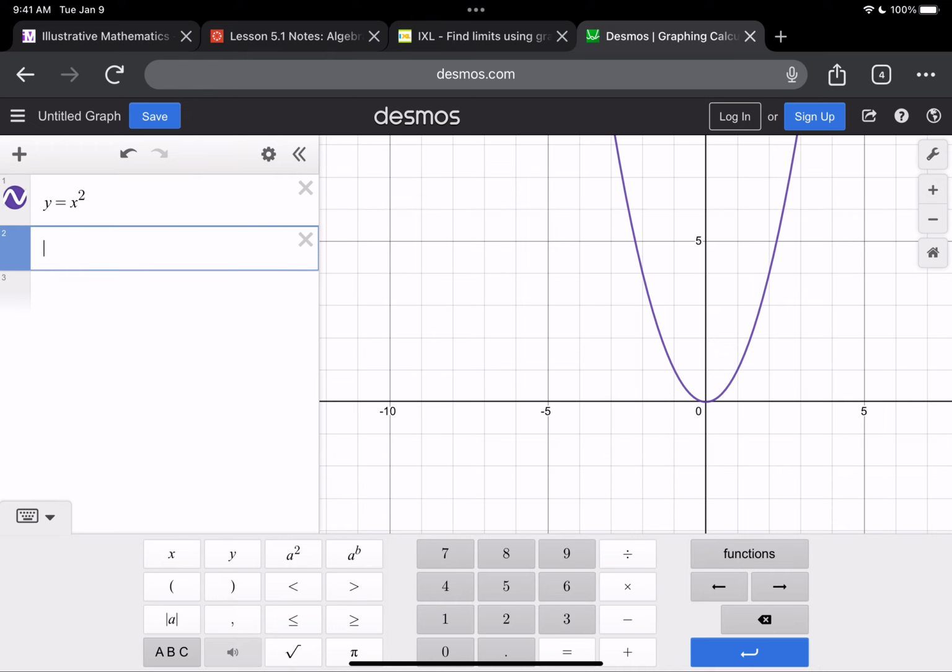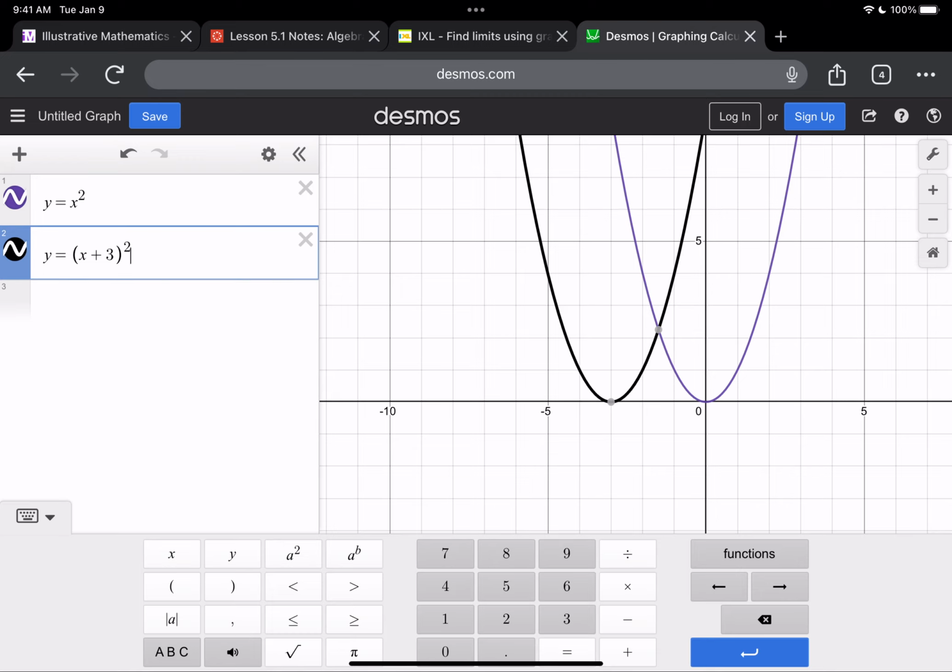But now I'm going to take the graph and shift it to the left 3, so that's x plus 3, and then squared. So I already shifted it to the left. The black graph goes to the left, but I also want to shift it 5 units up, plus 5. Great. So I shifted it to the left 3, up 5. That's what I wanted to do.